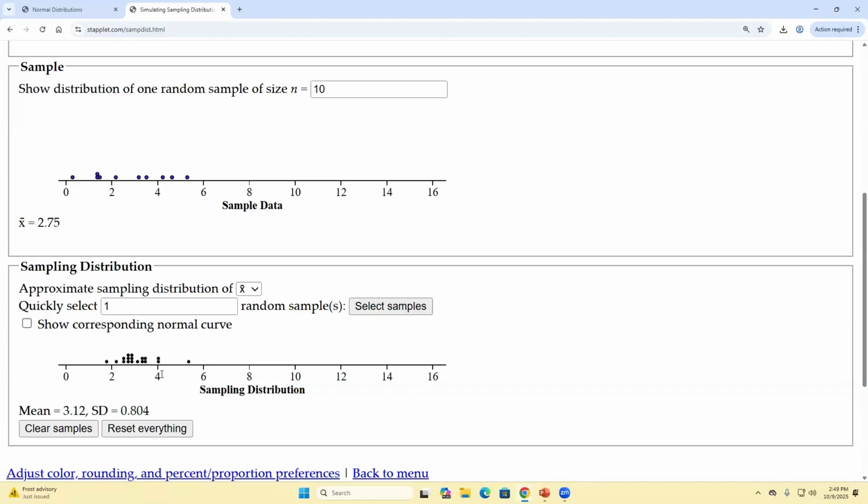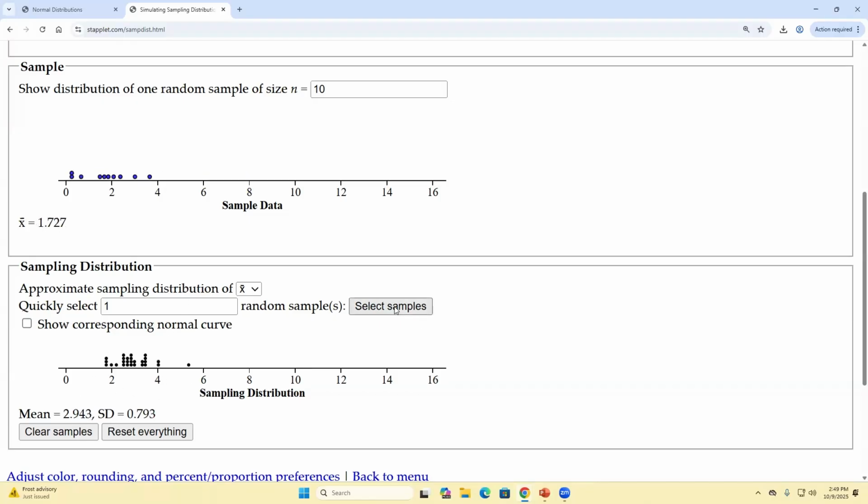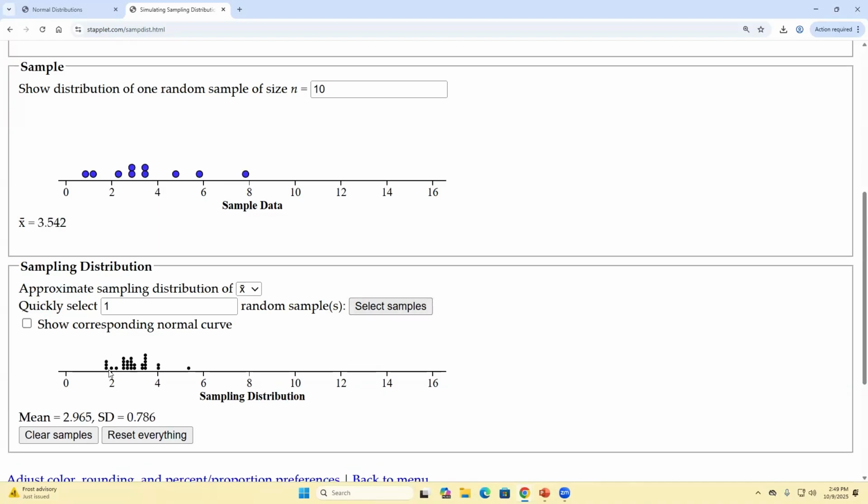Okay, so we've now built up our sampling distribution. And the sampling distribution, now that we have, well, let's select a few more samples. So now that we have a few more samples in this, we have a sampling distribution here. And notice that it also has a mean, and it also has a standard deviation. So this sampling distribution comes with its own mean. Mean is 2.965 at this point, so right about there. And it's got its own standard deviation.